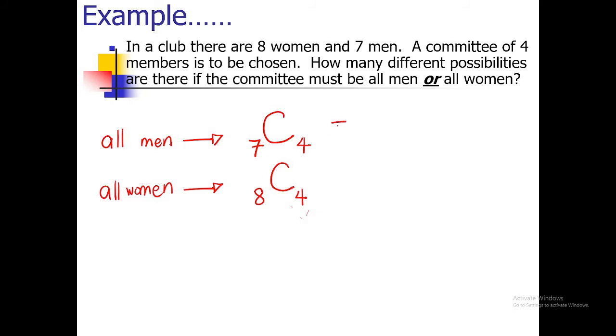Now, pila maning 7 combination 4? 35. Okay. What about 8 combination 4? 70. Now, my question. Are you going to multiply 35 and 70 or what are you going to do with 35 and 70? Add. Why add? Because of the connector? Or. So take note, ang or means addition. So how much is our result?